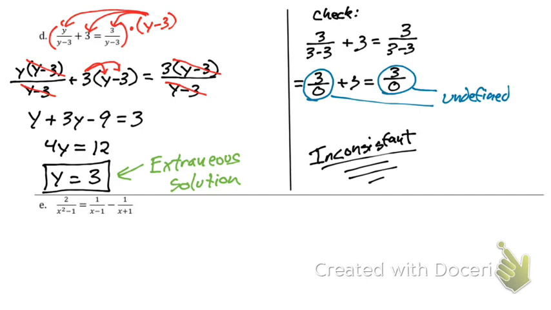Yeah? Could you also solve it by taking 3 over y minus 3 and subtracting it from both sides? Say that one more time. Could you also subtract 3 over y minus 3 from both sides? Yes. And then have y minus 3 over y minus 3? Mm-hmm. Yep. A lot of these have multiple ways.